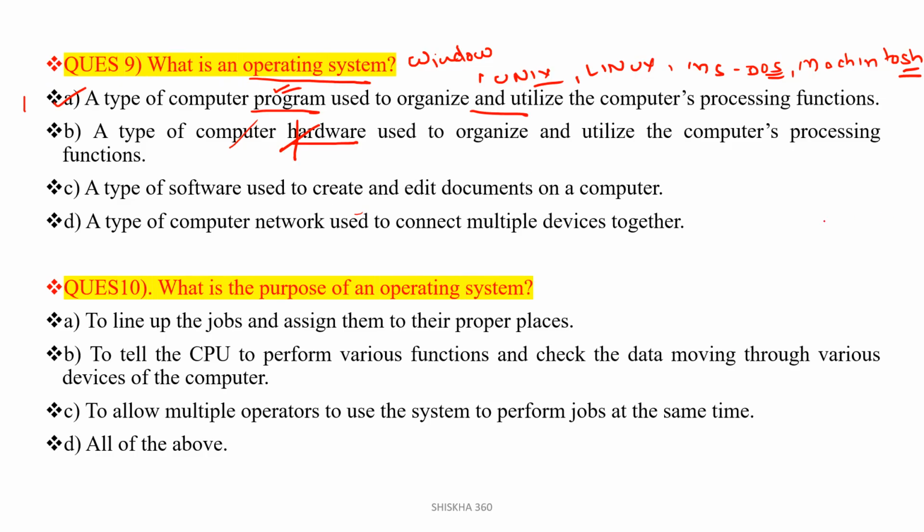Okay. Now move to the next question. Question number 10 here. What is the purpose of an operating system? Clear? Option A: to line up the jobs and assign them to their proper places, to tell the CPU to perform the various functions and check the data moving through the various devices of the computer. Third one, to allow multiple operators to use the system to perform jobs at the same time. Or option number D, all of the above. So what will be the correct answer here?